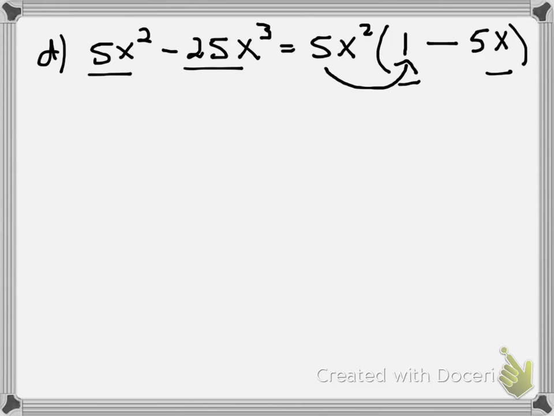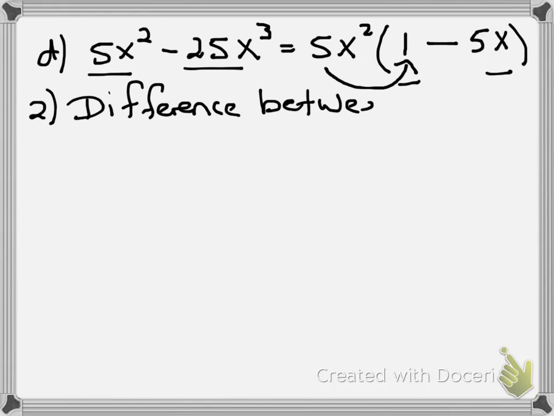We'll do a class exercise soon, but let's move on to the next type. That was common factor, and when we factor, make sure that's the very first step we look at. See if there's a common factor, and then go from there. We'll do some mixed problems soon, as we're ready for it. Difference between two squares.